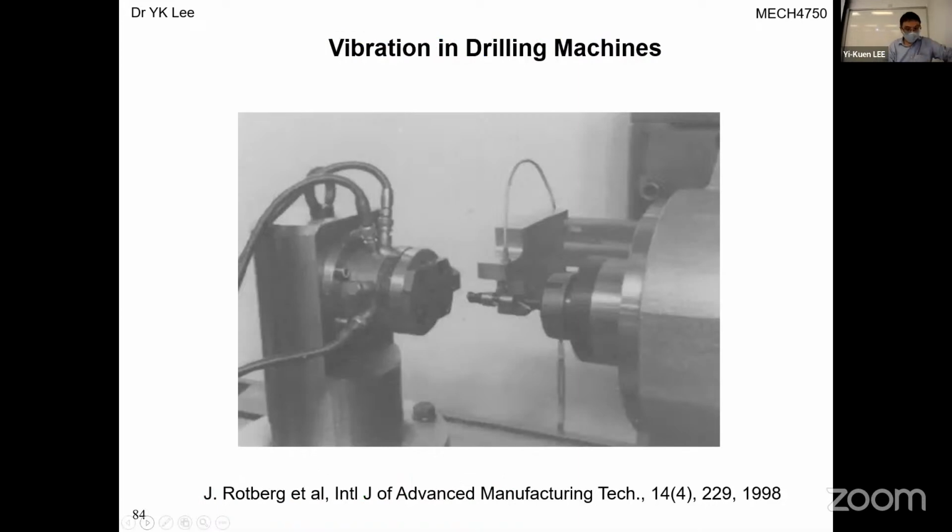Here I show you one additional example about vibration in a machine shop. The drilling machine is very commonly used in our machine shop for mechanical engineering prototyping. What's the problem? If there is big vibration, what happens? When we drill a hole, it causes uncertainty in the accuracy of machining. So this can be a problem for precision engineering.